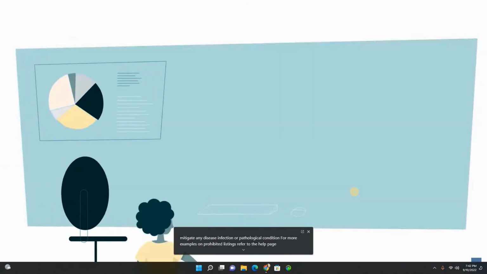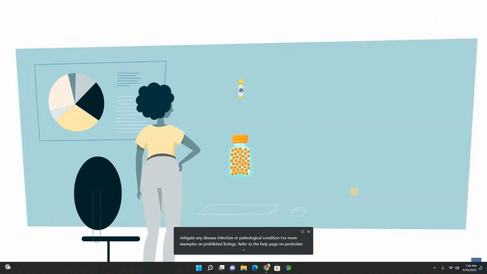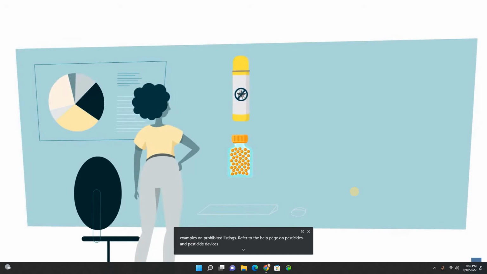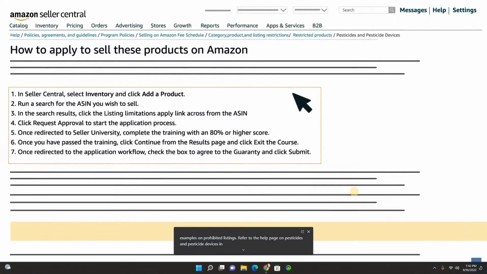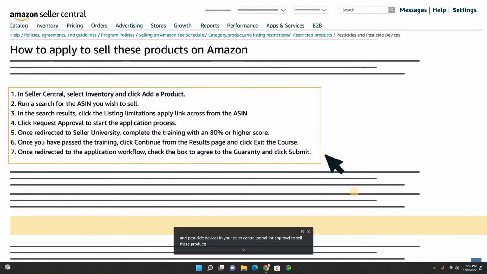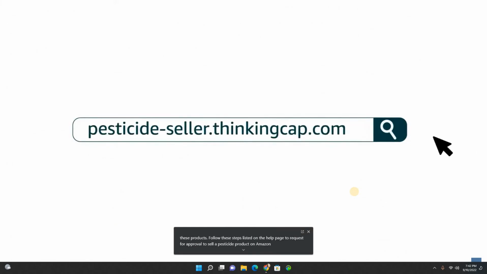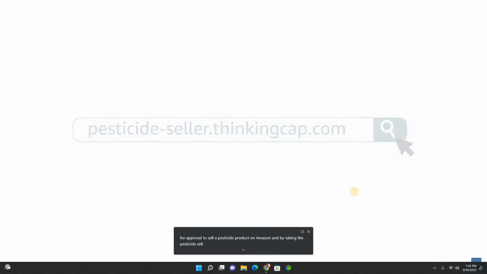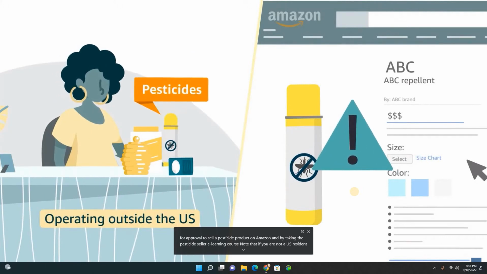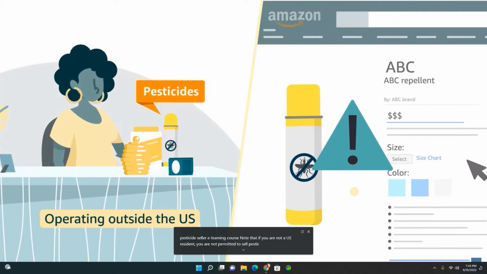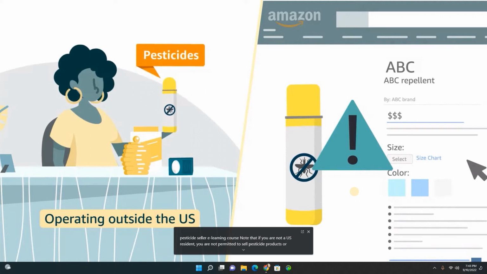If a selling partner wishes to sell pesticides and pesticide devices on Amazon, you must first apply for approval to sell these products. Follow these steps listed on the help page to request approval to sell a pesticide product on Amazon and by taking the Pesticide Seller e-learning course. Note that if you are not a U.S. resident, you are not permitted to sell pesticide products or pesticide devices on Amazon.com.